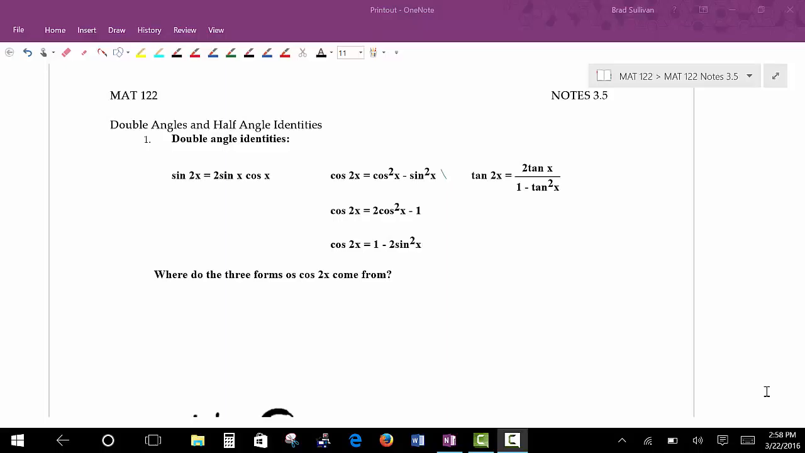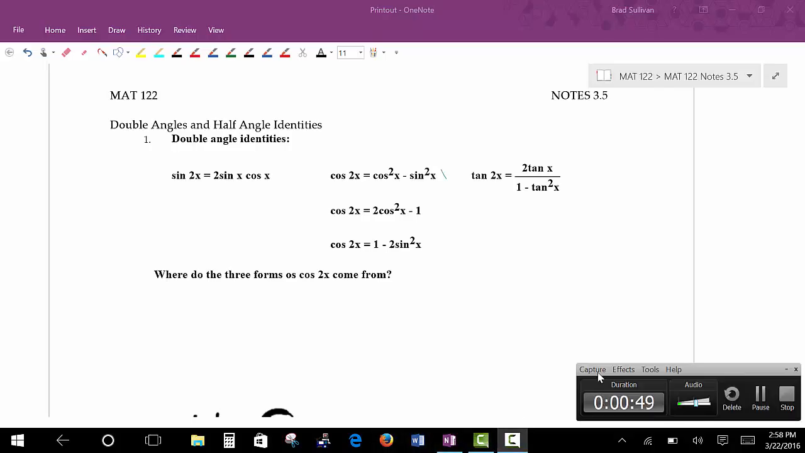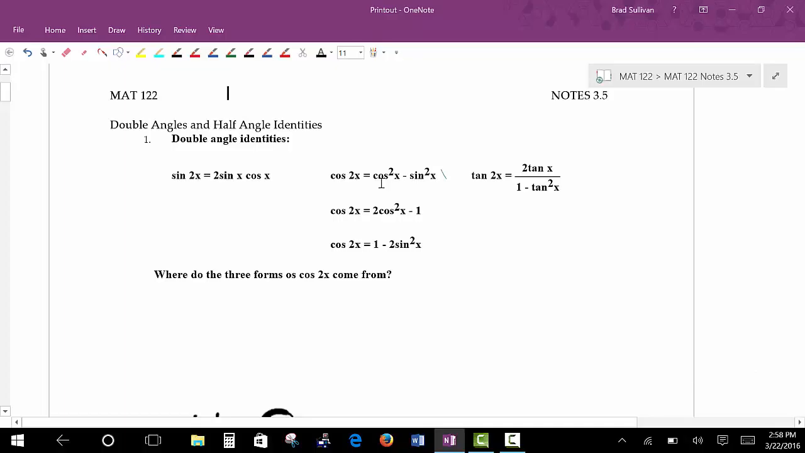Okay, welcome to Trigonometry's section 3.5, talking about double angle and half angle identities today. All right, so what we're going to begin to look at is where these identities come from. So I'm going to do a little proof of each one of these. I'm going to start by doing the derivation of sine 2x.